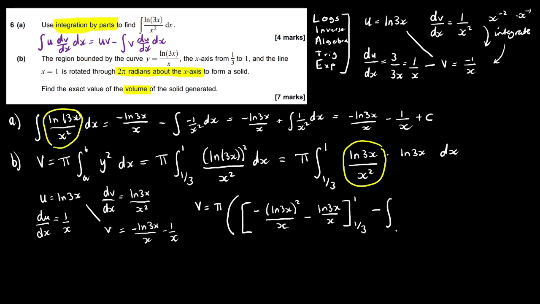minus, got another integral to do. That's this one, v times du by dx. So I've got minus log 3x over x squared minus 1 over x squared dx. Brackets, some more one term in the integral, then brackets around the whole thing and times it all by pi.